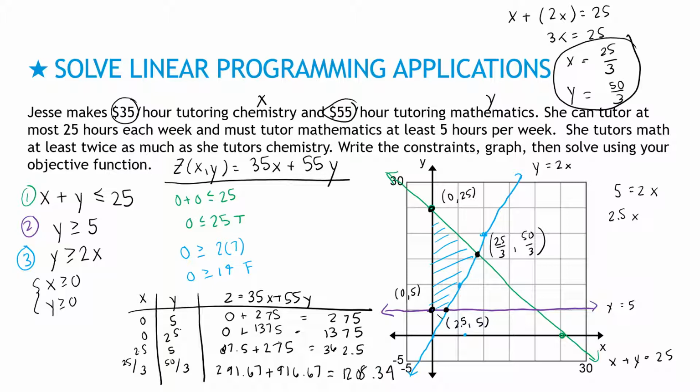1208.34. I'm trying to maximize how much Jessie can make. This number is the biggest. So what's my final answer in sentence form? Jessie should not tutor chemistry at all and tutor math 25 hours per week to make $1,375 per week.